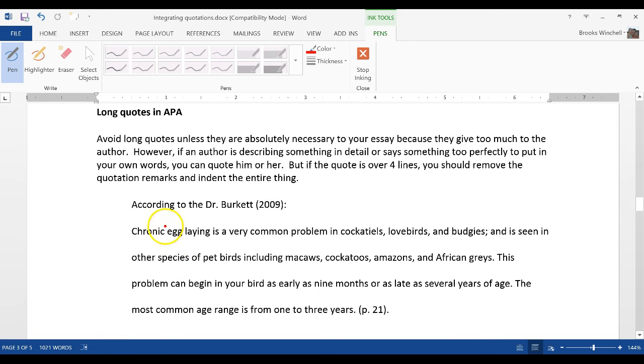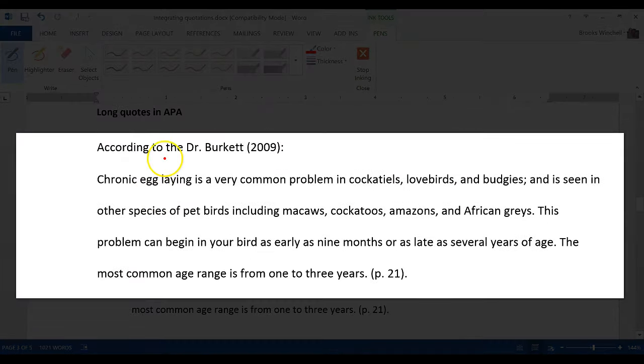So let's take a look at an example of a long quote. You don't want to use long quotes too often, but sometimes you need to, like if something's really precise, or like I said, if you have a long definition, you might want to quote that directly. So if you do use a long quote, here's how you do it. You want to make sure you introduce the quote using a colon. So according to Dr. Burkett (2009), and then you have a colon here, here's the direct quote. Notice how there's no quotation marks.